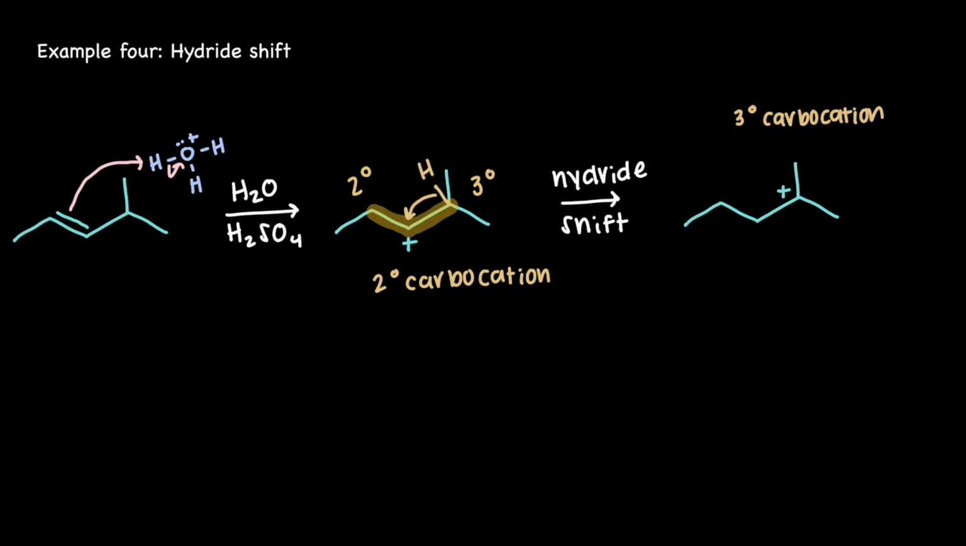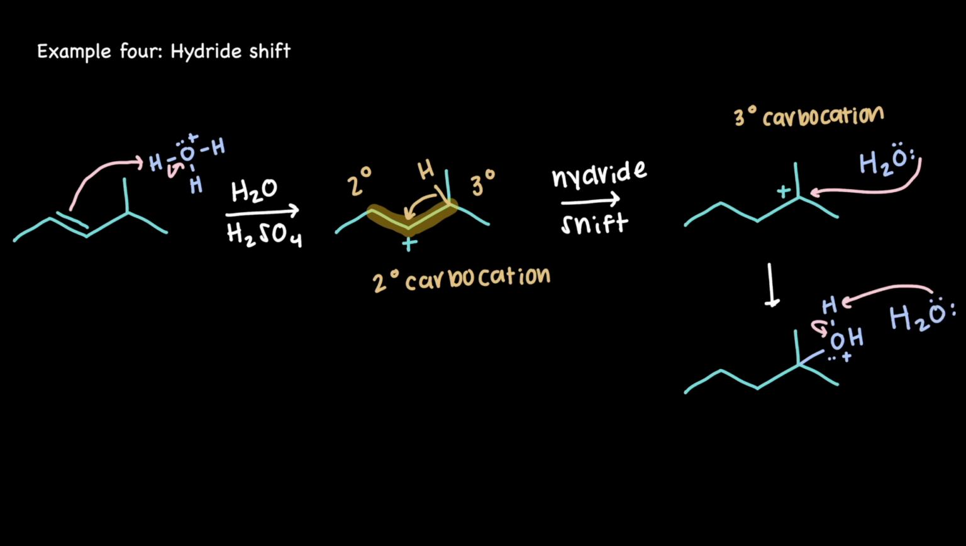Now that the more stable carbocation has formed, a water molecule acts as a nucleophile and attacks the positively charged carbon. This forms an oxonium ion intermediate, which is an oxygen atom bonded to 3 atoms and carrying a positive charge. Another water molecule removes the extra proton from oxygen. After deprotonation, a neutral alcohol is formed. The final product is a rearranged alcohol because the hydride shift occurred before water attacked the carbocation.